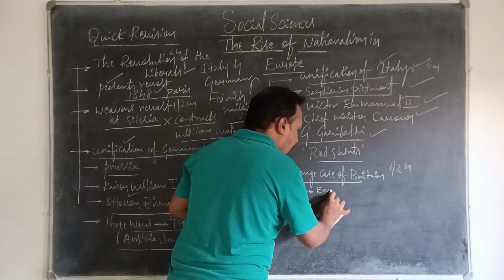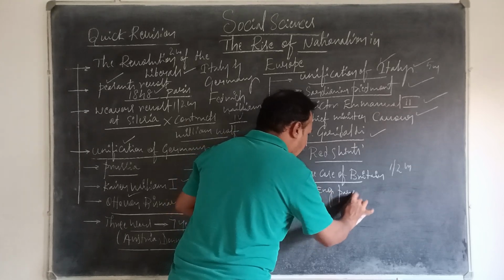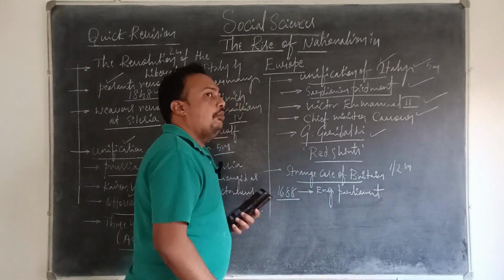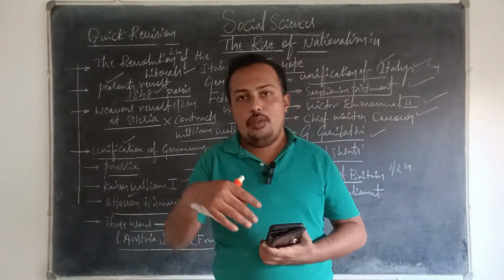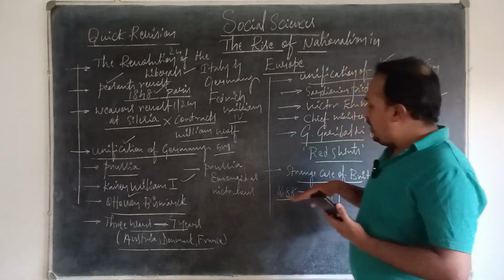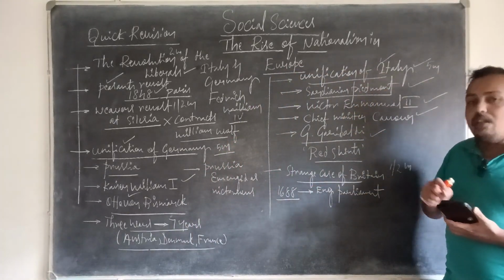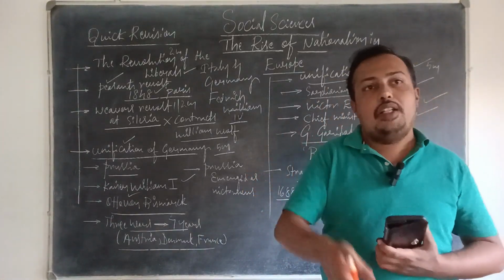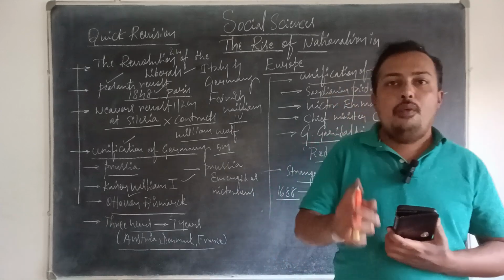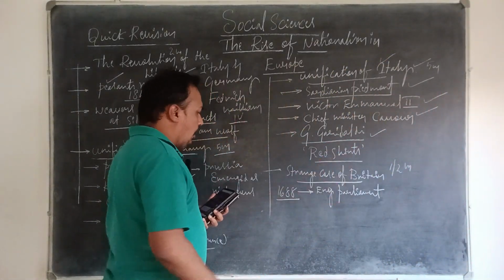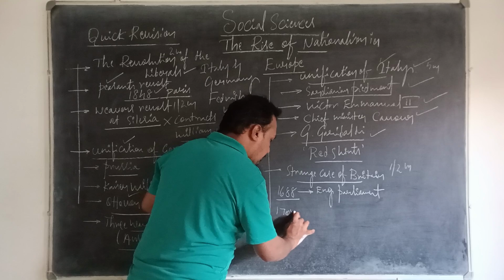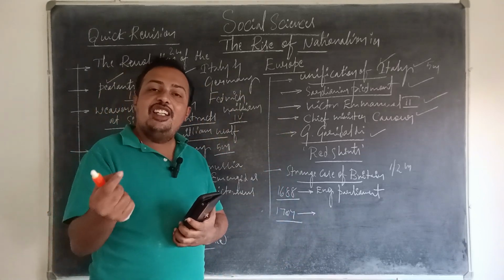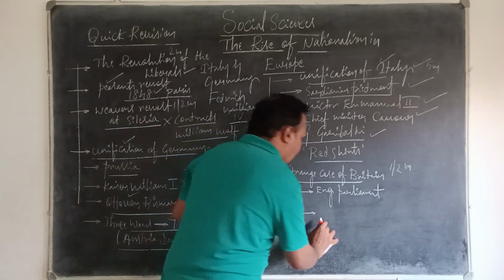The English Parliament seized the power from the monarch of Britain. That is one incident which is very important in the strange case of Britain. After that, the Act of Union was signed between the English and Scottish, that is between England and Scotland. Very important, multiple choice often asked. In 1707, the Act of Union was signed between England and Scotland.